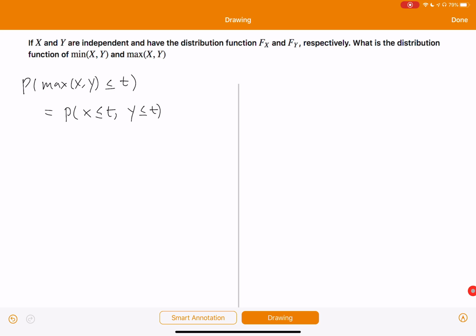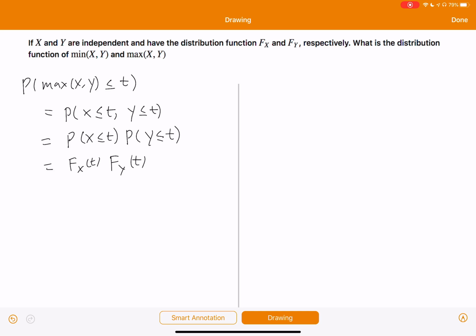So now this is equal to the probability that x is less than or equal to t multiplied by the probability that y is less than or equal to t. This is because x and y are independent. And this is F_X(t) times F_Y(t).